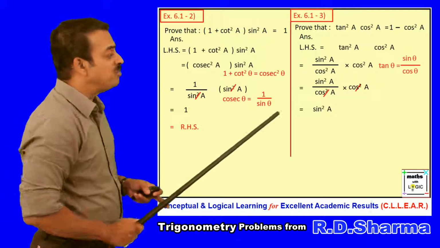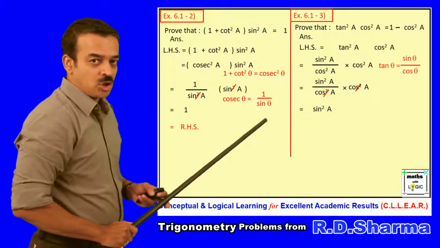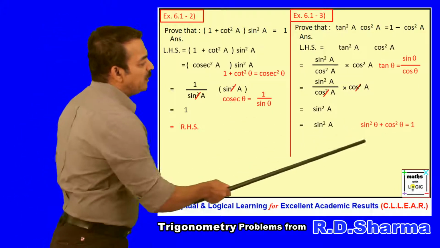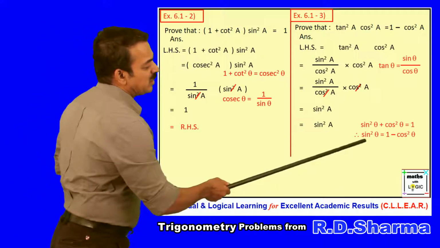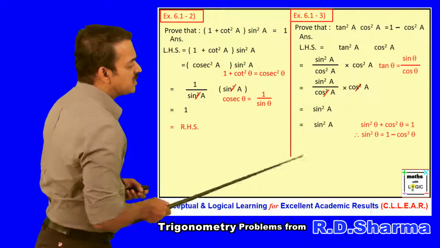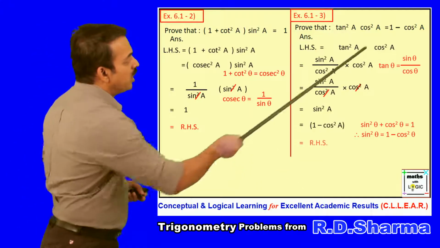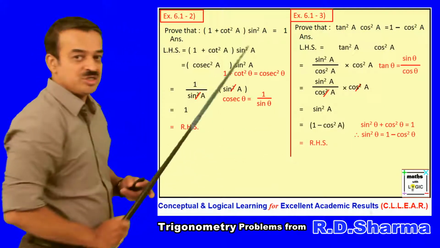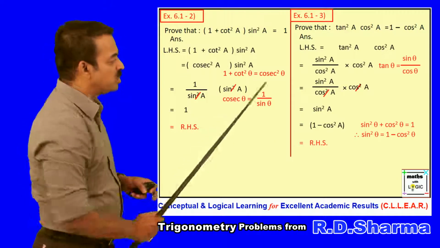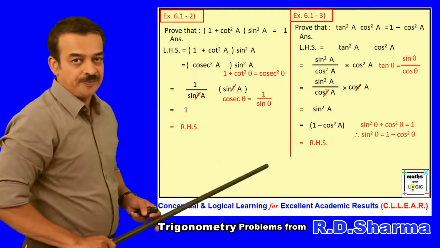And we have a relation between sine square and cos square as sine square theta plus cos square theta equal to 1. So here I will replace this sine square theta as 1 minus cos square theta. So this is getting replaced as 1 minus cos square A, which is same as your other side, that is RHS. So pretty easy question. This is exactly similar to your first question, though this is different but definitely not difficult.